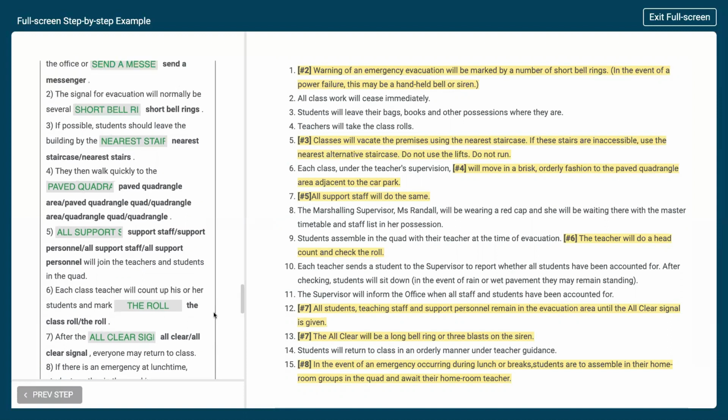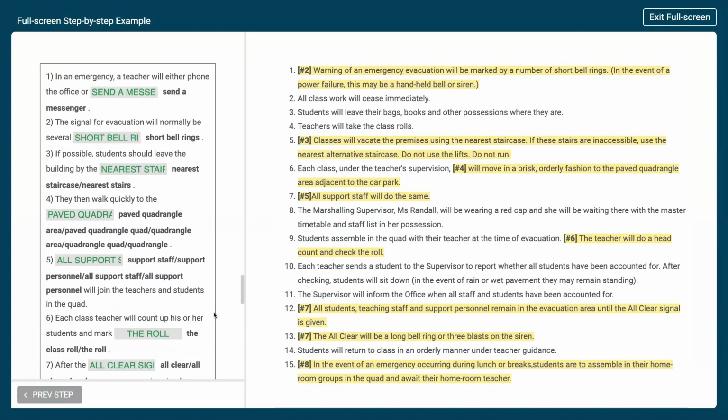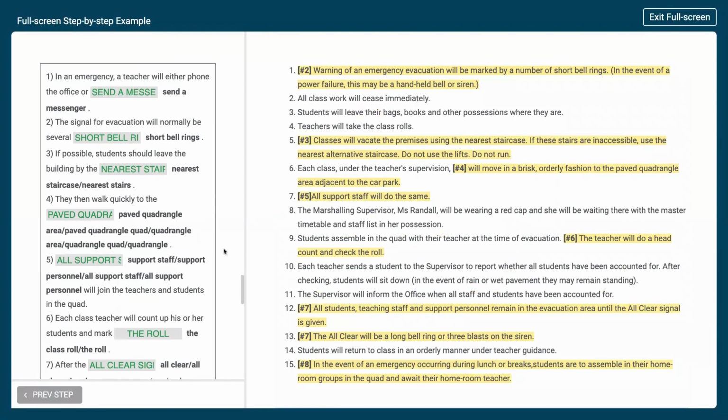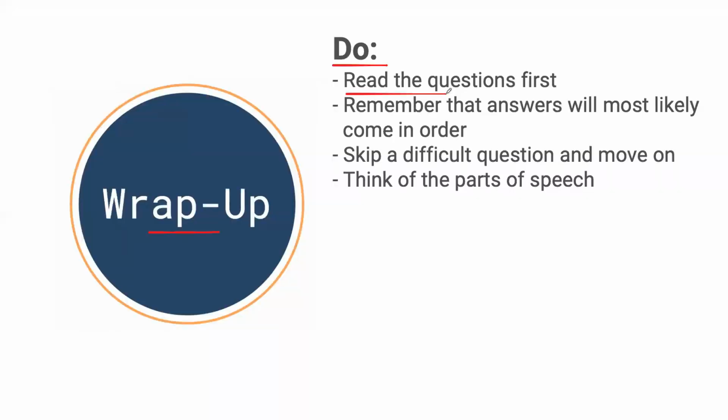We did a great job. This was not an easy example by any means, but it's always great to practice with a more challenging example so that you are definitely prepared. All right, let's wrap up this lesson now and finish up. Let's start with our do's.